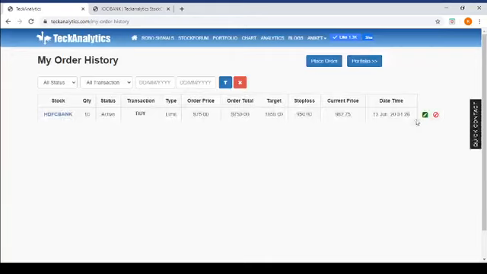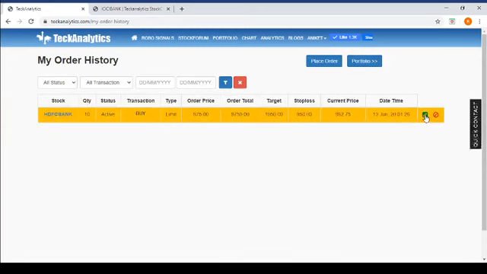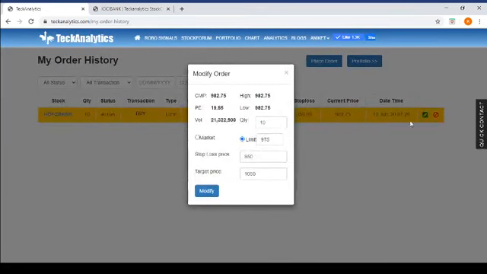There are two more icons next to this table. One is for modifying the order. If you want to make changes, suppose you want to change 10 to 15, and the negotiated price, you see the next day the price is going down and you don't want to buy at 975, you have changed your mind. Okay, 965, I will buy at 965.